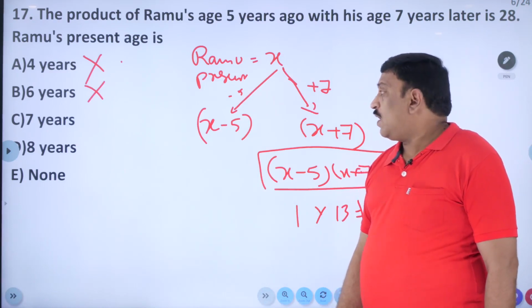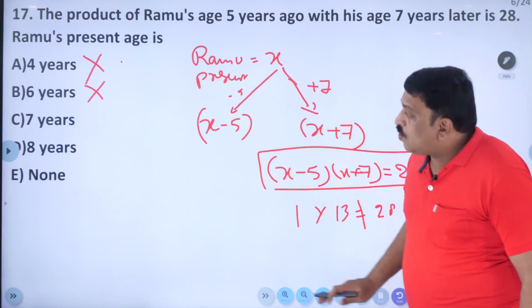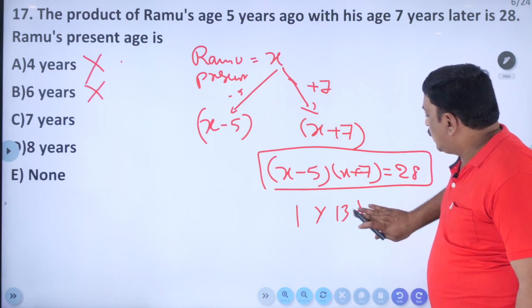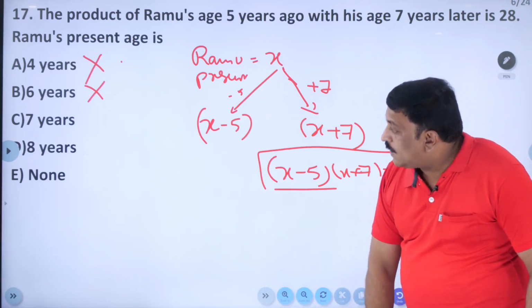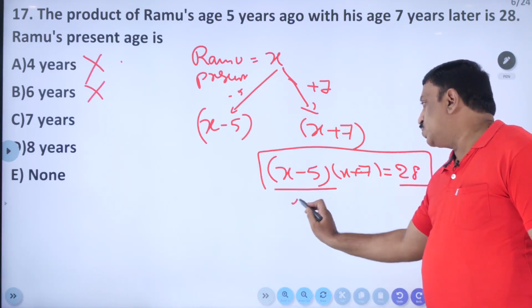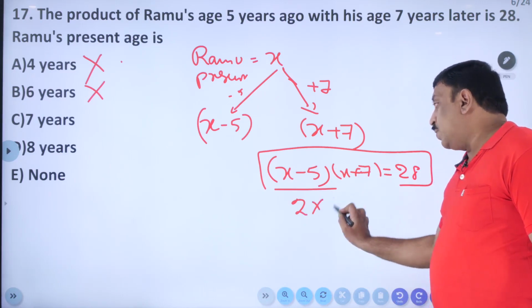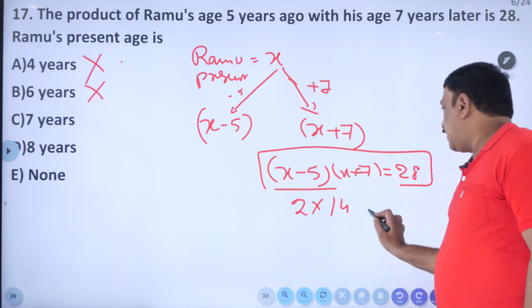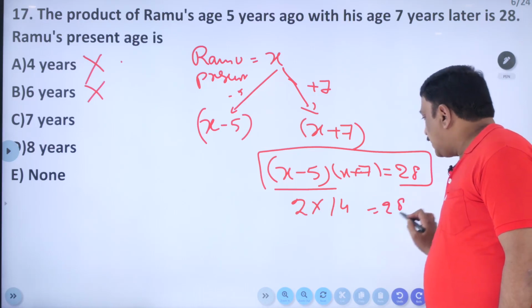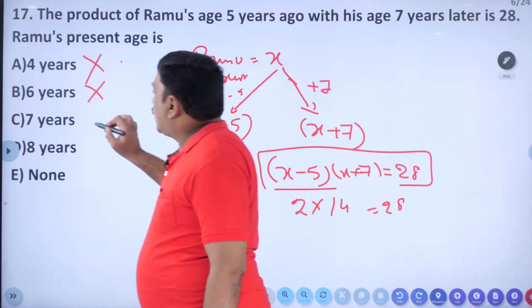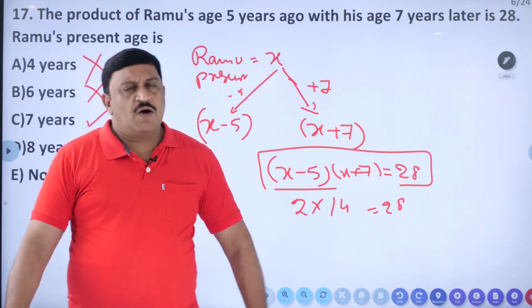Then, next, going to the 7 years. Let us see 7 years now. If it is 7 years, 7 minus 5 is 2, into 7 plus 7 is 14. 14 times 2 is how much? It is 28. Yes, now it is equal. So since you have taken 7, your option is obvious.